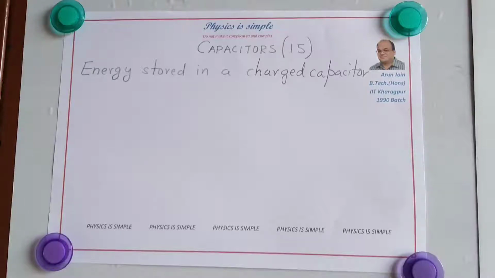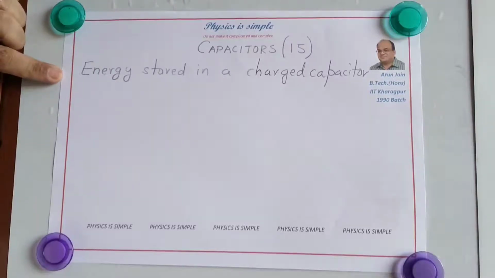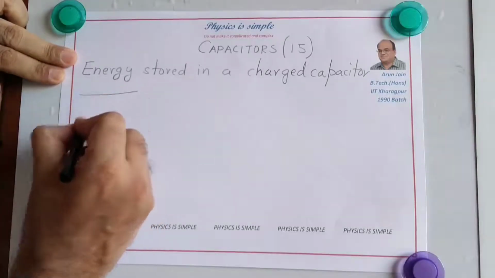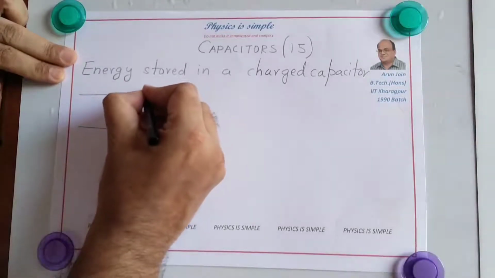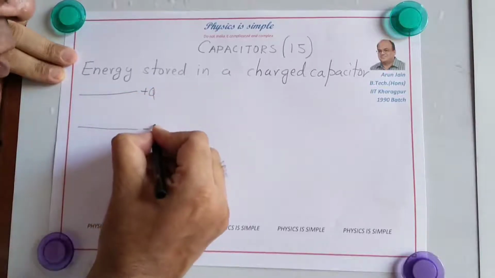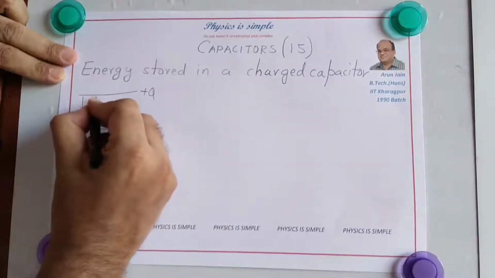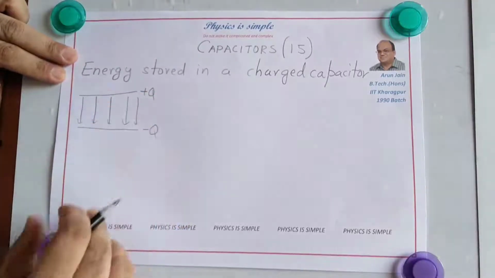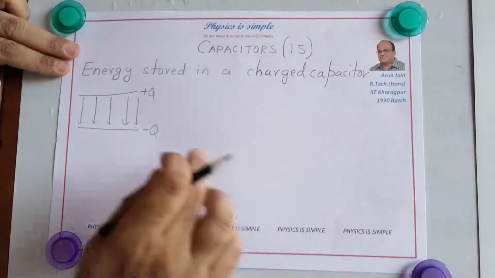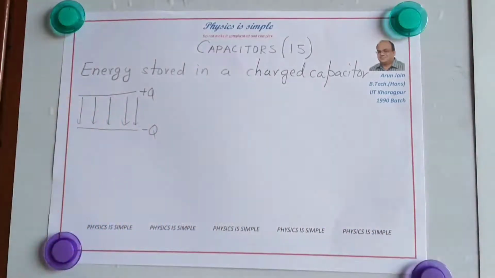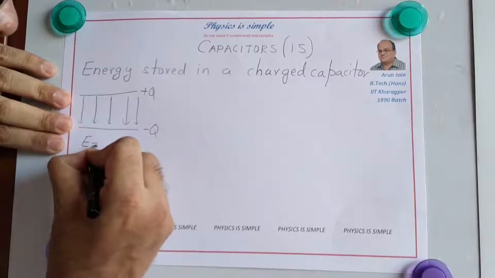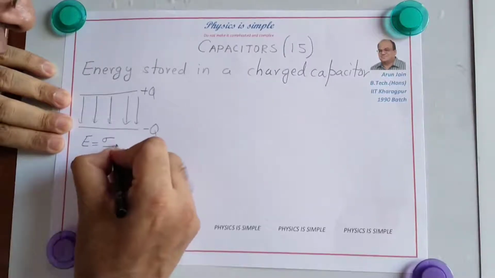In this lesson, we are going to derive the formula for energy stored in a charged capacitor. In a charged capacitor, the energy is stored in the electric field between the plates. So if this is a capacitor and we have plus capital Q charge on this plate and minus Q here, the energy is stored in the electric field between the plates. This electric field formula we know is sigma by epsilon naught, where sigma is charge per unit area.